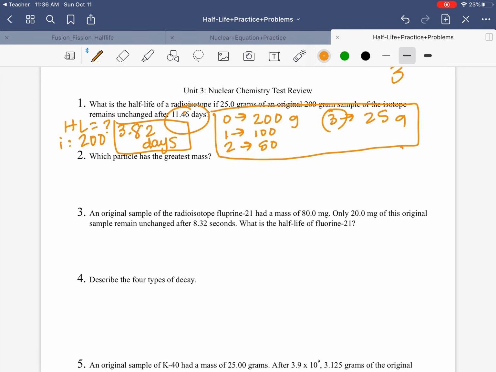So 2 is just asking about the particle that has the greatest mass. So that is talking about alpha, beta, gamma, positron, which one has the highest mass. And it's actually going to be alpha.